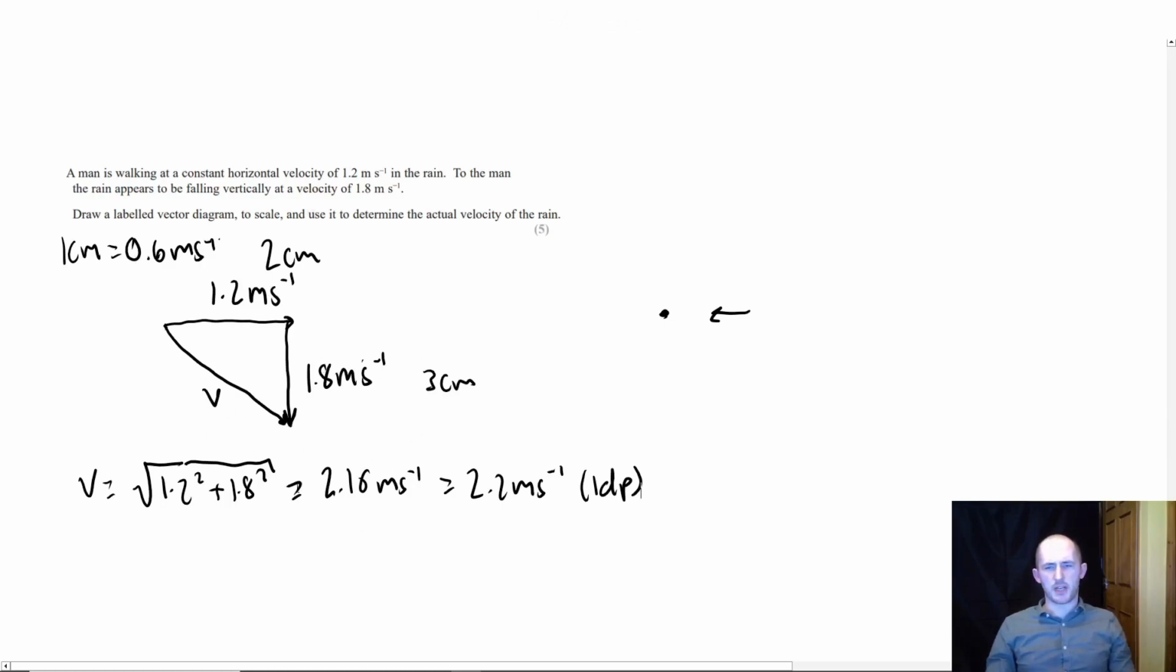But again, that question kind of confused people because they put the arrows in the wrong directions and things like that. But this is completely fine and the correct answer.